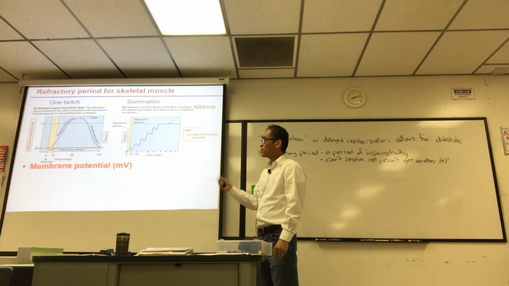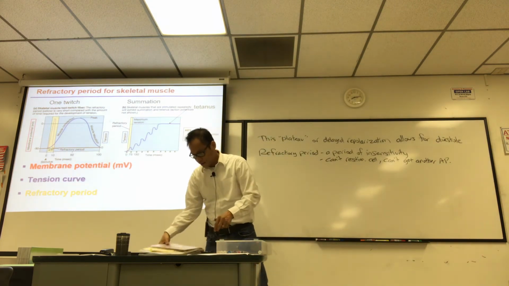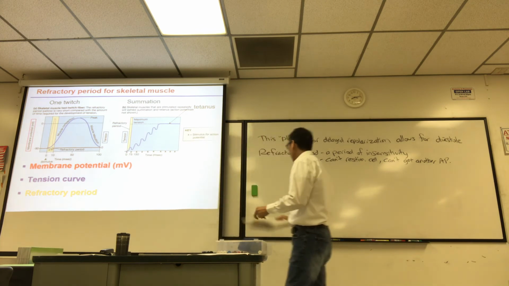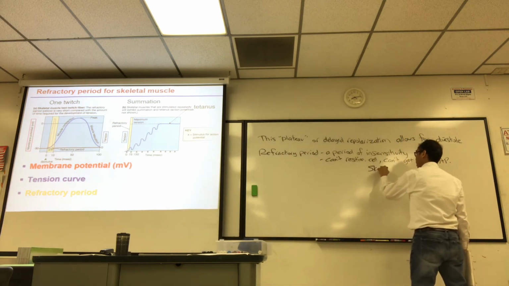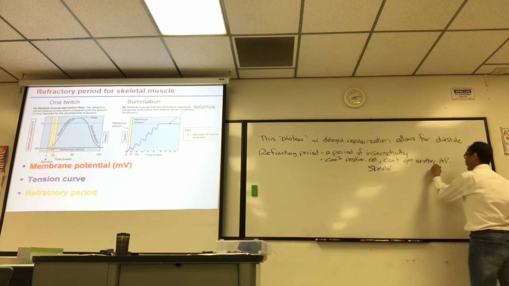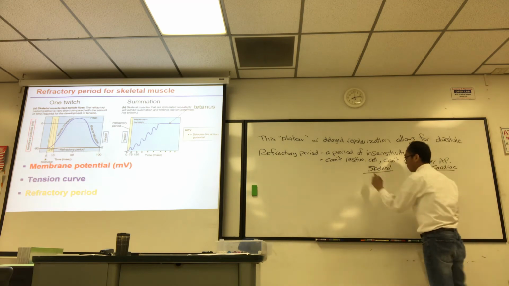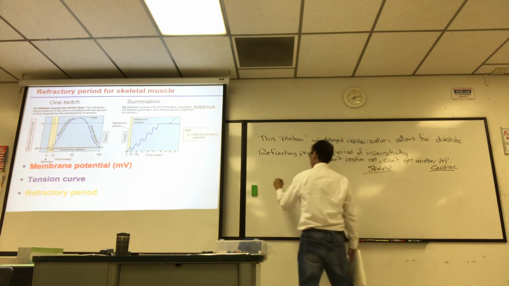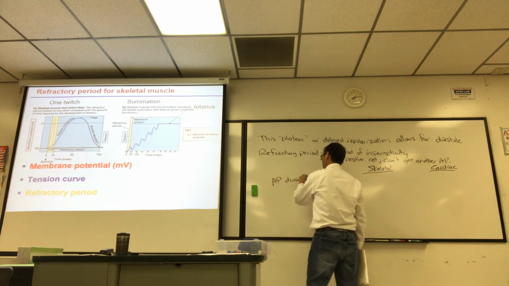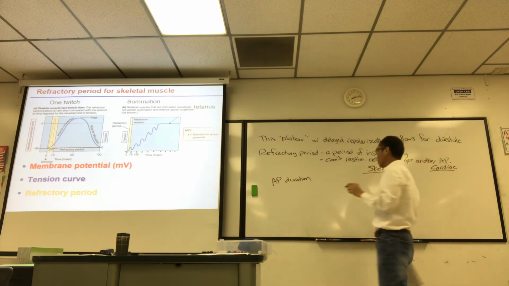Like for example, this is skeletal muscle, okay? And if you keep track of certain things, when you compare skeletal muscle to cardiac muscle, I would keep track of the action potential duration, how long it is, AP duration, because that kind of determines the refractory period.